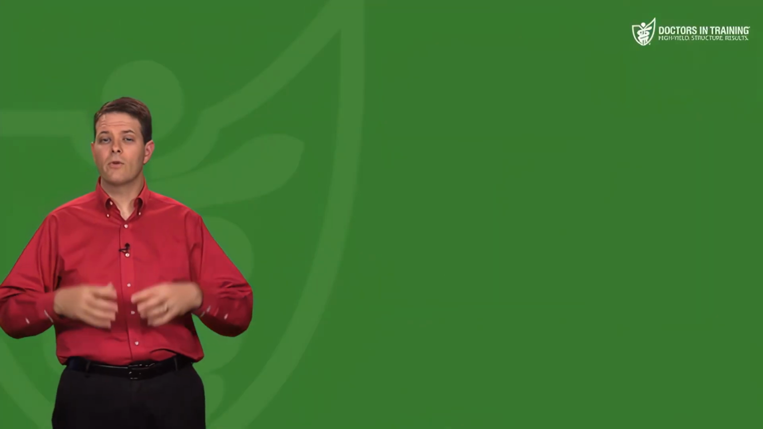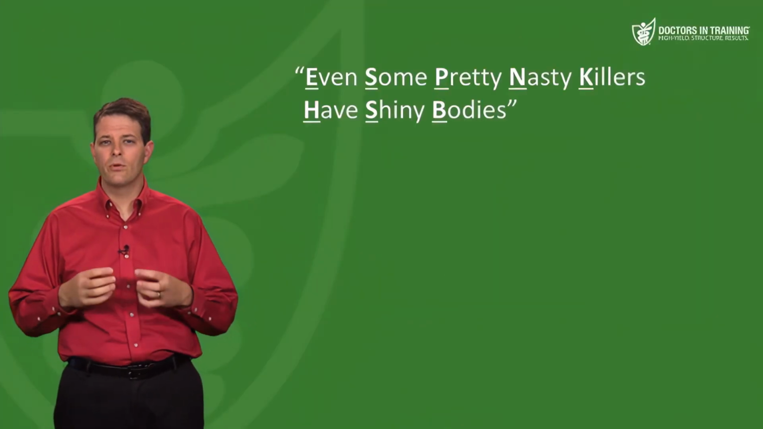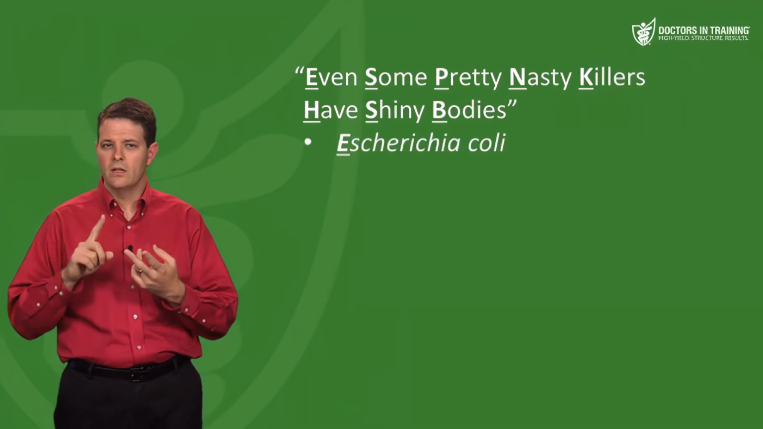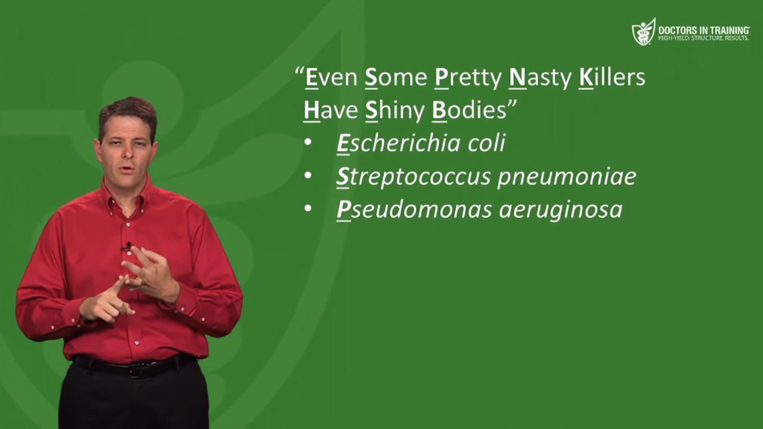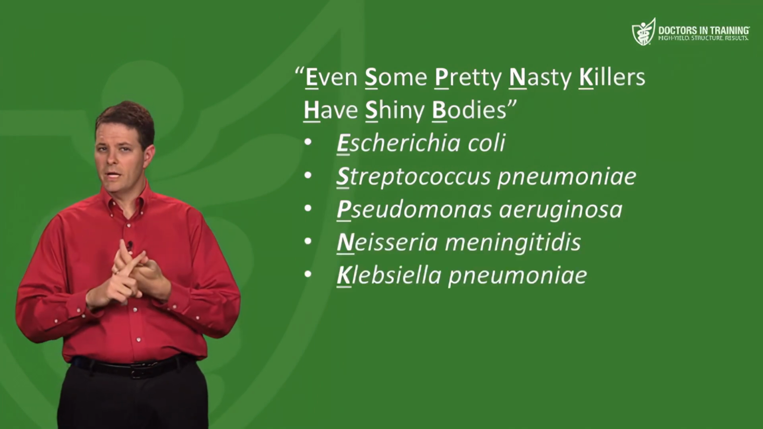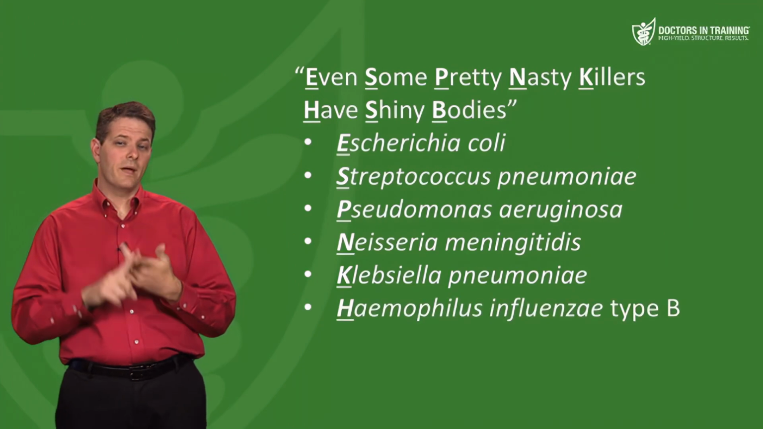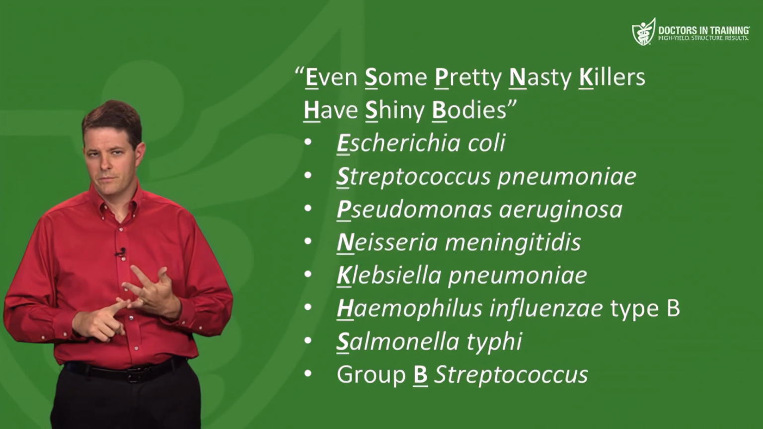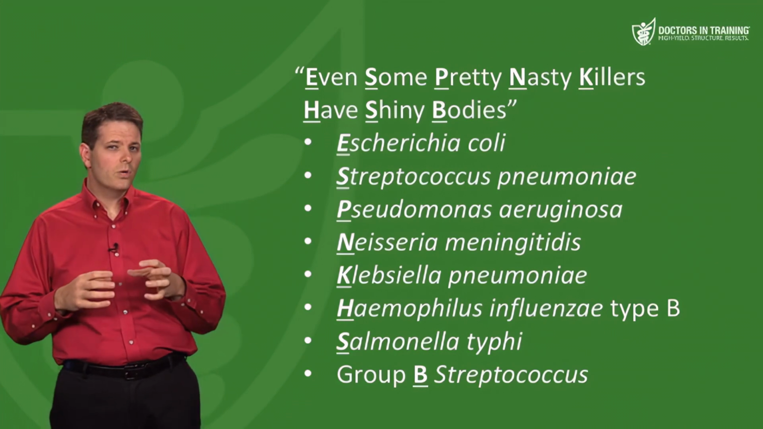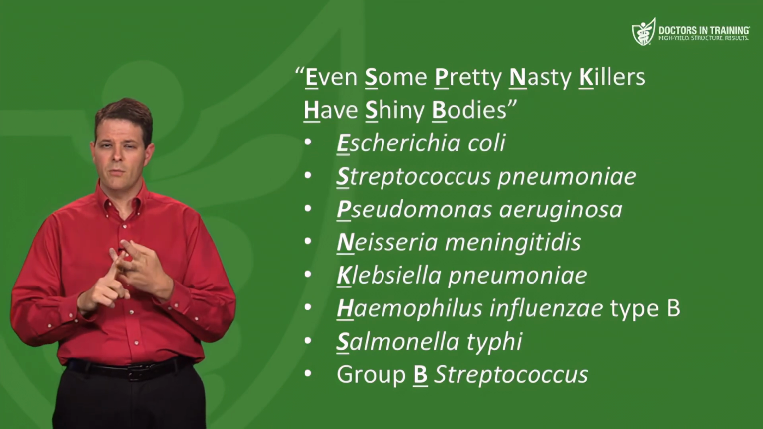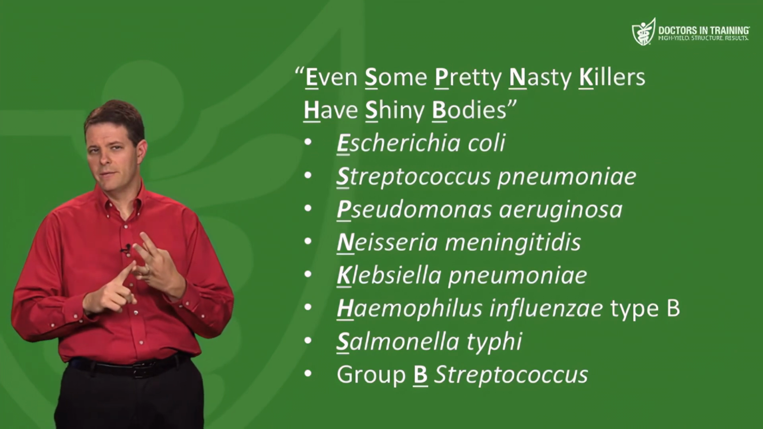So remember, the mnemonic for encapsulated bacteria is "Even some pretty nasty killers have shiny bodies." For E. coli, Strep pneumoniae, Pseudomonas aeruginosa, Neisseria meningitidis, Klebsiella pneumoniae, Haemophilus influenzae type B, Salmonella typhi, and Group B strep. Now, of those, which ones do we have vaccines against? Neisseria meningitidis, Strep pneumo, and H. flu type B.